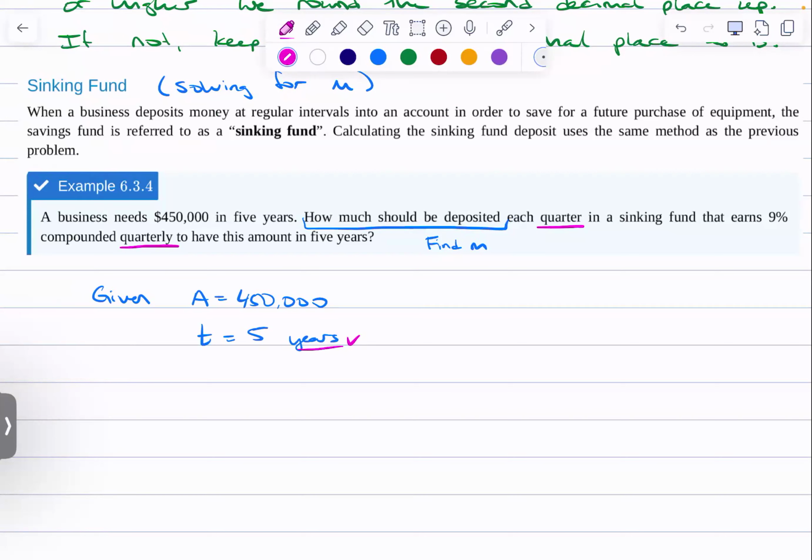Will we have to find R or N? No, no. For annuities, we're going to solve for P later, next on Monday. We're going to solve for A, which we've done today, and M, which we're doing now. And that's it. The other ones are way too hard.